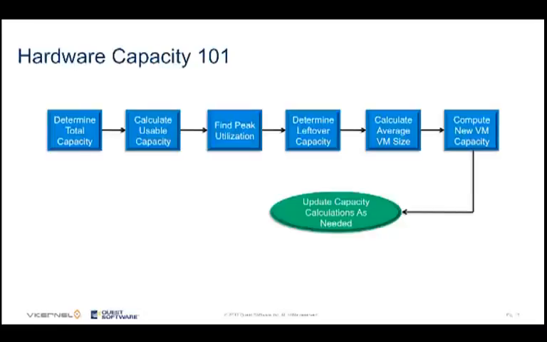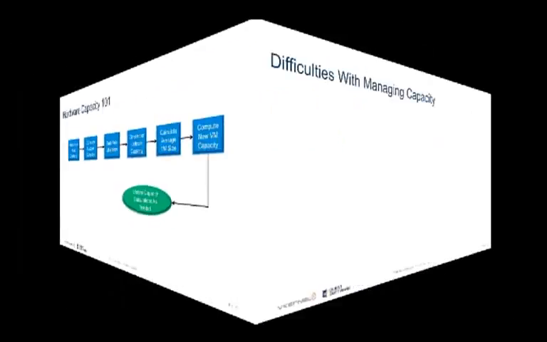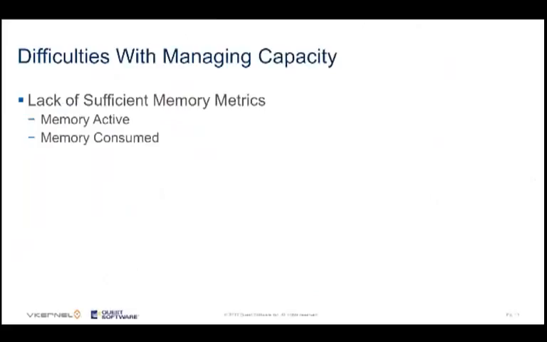Things don't go according to plan, and you want to be able to keep a close eye on that because, as we mentioned, you want to make sure that you have enough hardware, that you're meeting your performance requirements, but that you're not sacrificing cost. So, some of the difficulties with managing capacity.